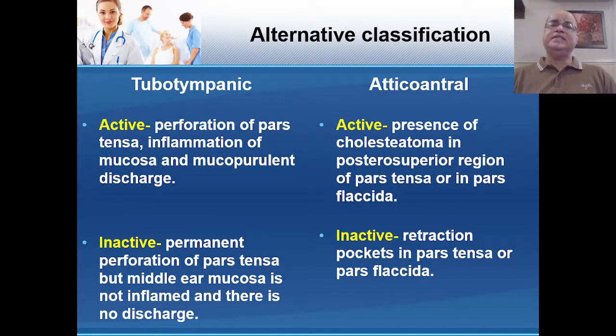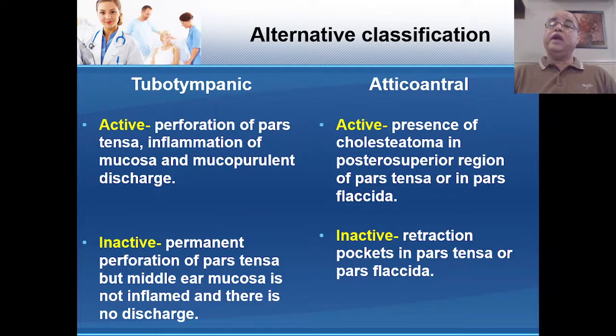In active disease, there is perforation of the pars tensa in tubotympanic, and there will be inflammation of the mucosa of the middle ear visible through that perforation with mucopurulent discharge. And in inactive, there will be permanent perforation of the pars tensa, but middle ear mucosa is not inflamed, and of course there will be no discharge in inactive phase.